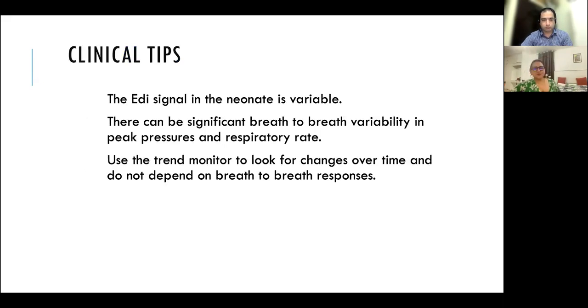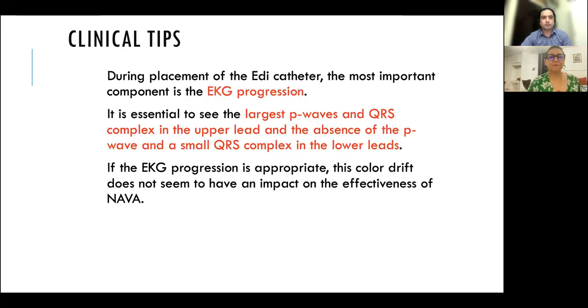So the clinical tips would be, we should know that EDI signal in the newborn is variable. There can be a significant breath-to-breath variability in the peak pressures and the respiratory rate. So you should not just see one thing, but you should see the trend of the monitor over a period of time, not just one breath-to-breath response, see and change. Don't do that. Give some time.